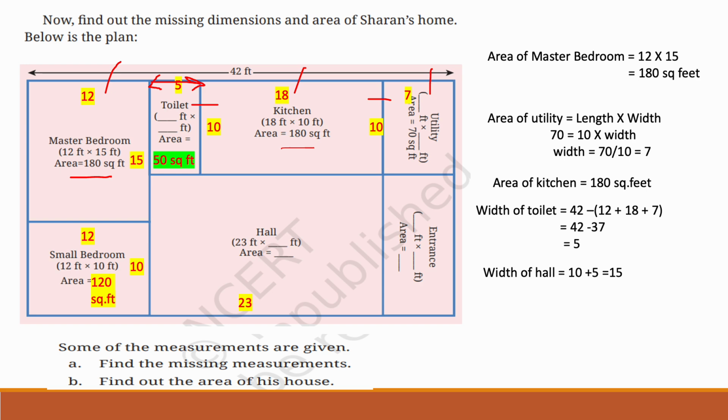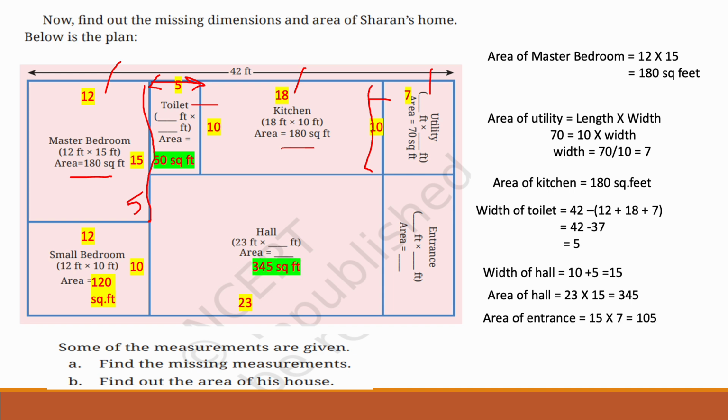See, up to here it is 10. Then see the master bedroom, its length is 15. So, 15 minus 10 is 5. So, this region is 5. So, 10 plus 5 is 15. So, what about area? 23 into 15, that is 345 square feet.